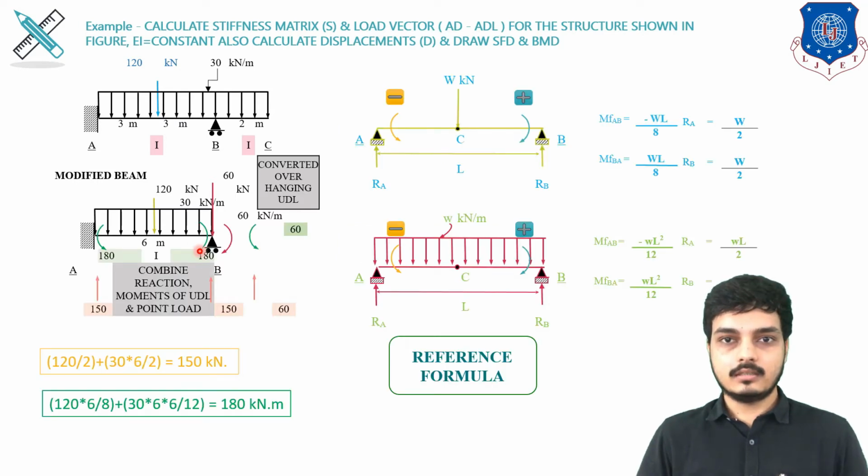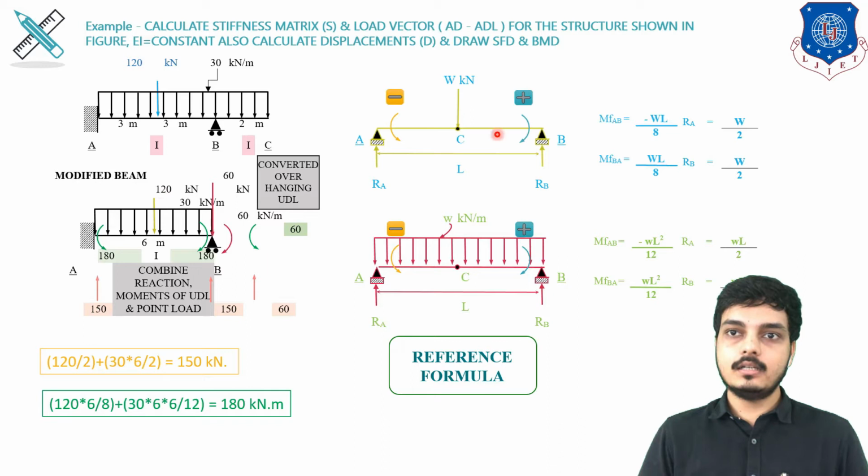Now what I did, we have found the reactions and moments due to external loading. For point load, the formula for reaction is W by 2 and for moment is WL by 8. So we have placed this 180. I will explain how. Both UDL and point load are given combined, so we have to apply both formulas.